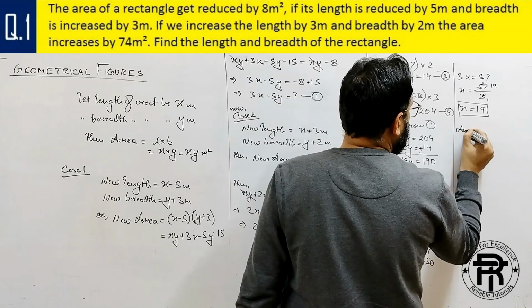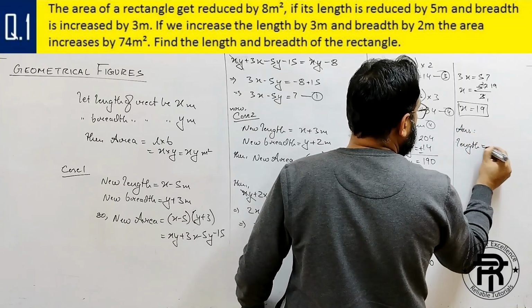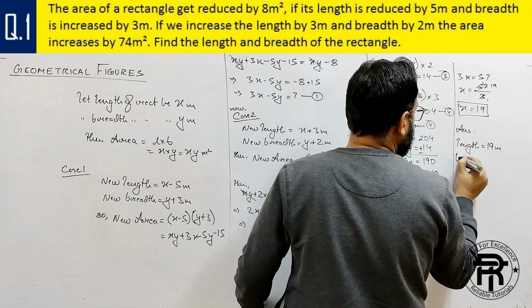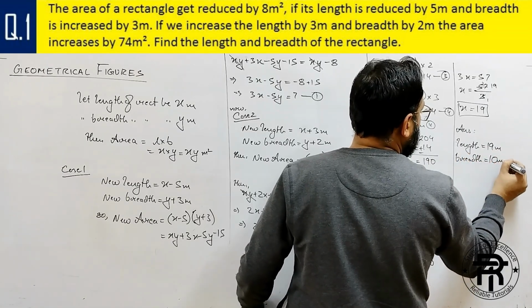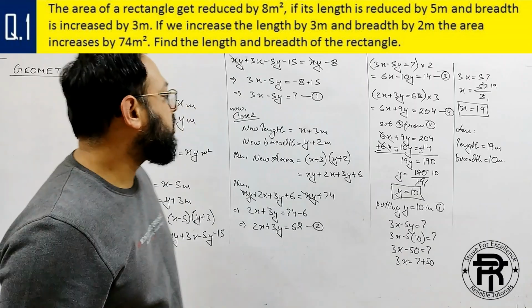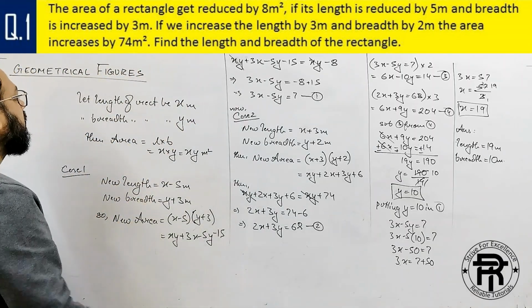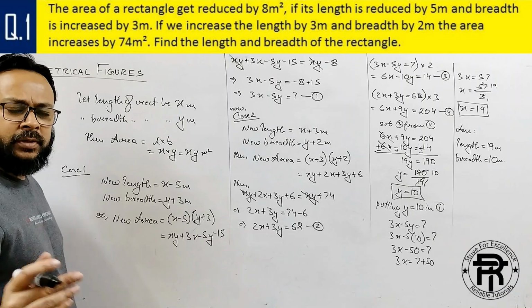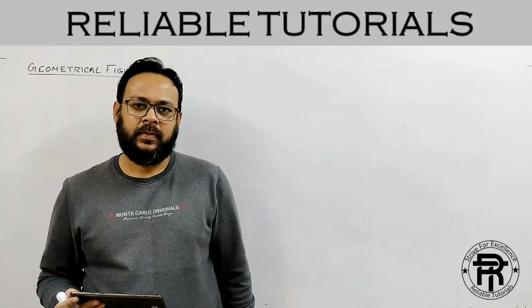So finally, what's the answer? Original length is equals to 19 meters and original breadth is equals to 10 meters. This is how we have to solve the question. Okay, geometrical figures for rectangle. Now let us see one more question based on this particular concept, geometrical figures.